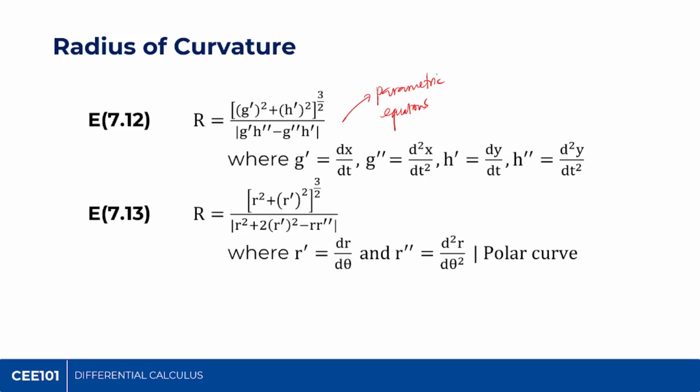Kapag parametric equations, take note, g prime is the derivative of x with respect to our parameter t. And g double prime, yung d²x over dt². Yung h prime naman would be the derivative of y with respect to our parameter t. At yung h double prime would be the second derivative of y with respect to our parameter t. So ganyan, no? This is for parametric equation.